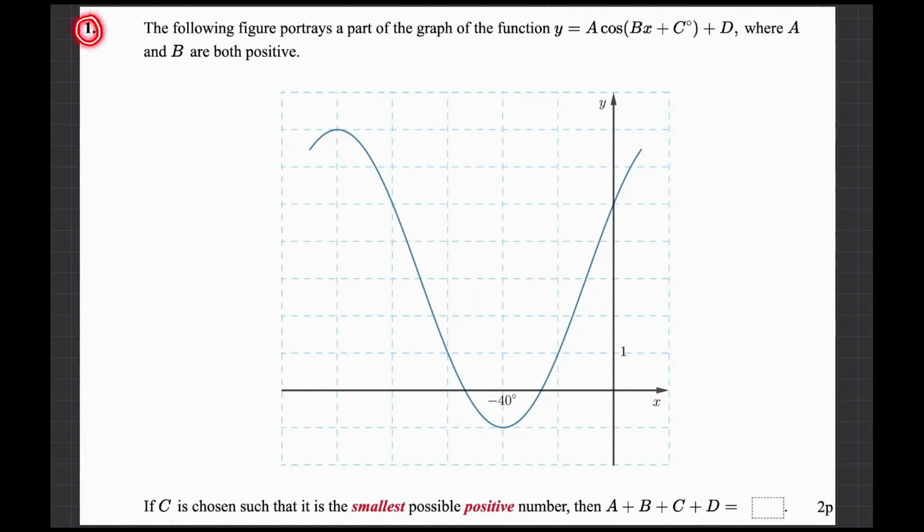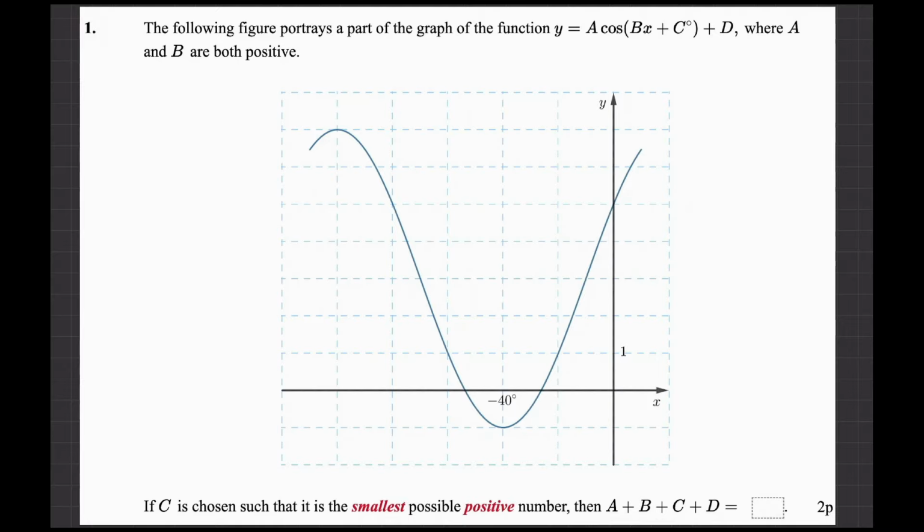Question number 1. The following figure portrays a part of the graph of the function y equals a times cosine(bx plus c) degrees plus d, where a and b are both positive. If c is chosen such that it is the smallest possible positive number, then a plus b plus c plus d is wanted.